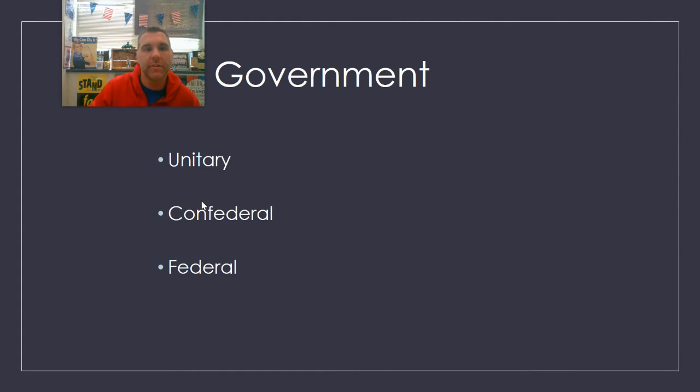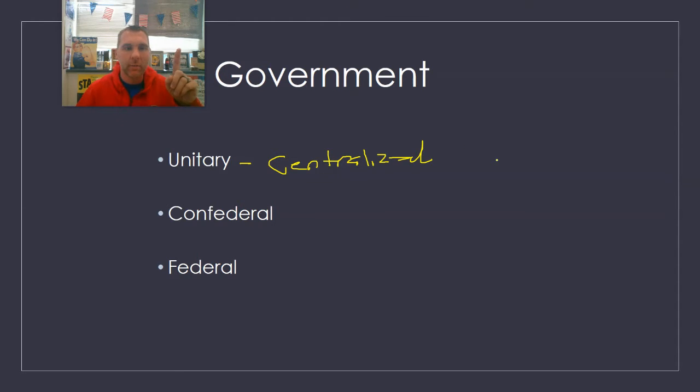A couple terms I want you to know: unitary government. If I was going to say unitary government, think of one word, and that's just the word centralized. Okay, and this just means that basically government is in one place. When we look at the UK's government, it's unitary. It's in London. It's centralized. China is a unitary state as well. It's a very big country, but it's unitary in that there's one policy-making center.